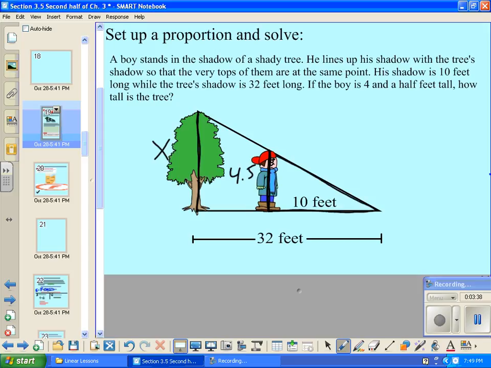Here's the triangle for the boy, and here's the triangle for the tree. Each one has the shadow's length, and it also has their height. But the tree is the one that I'm trying to find. So again, a very, very common problem here using similar triangles.